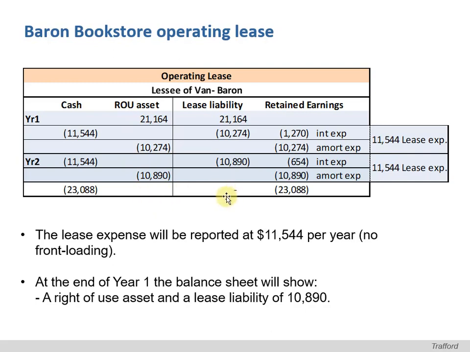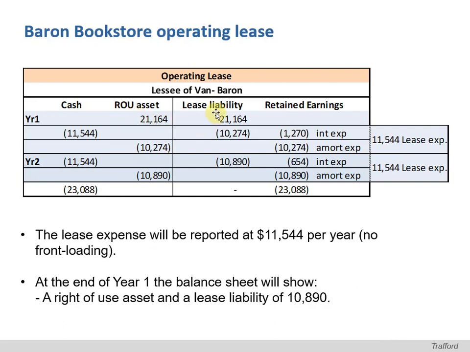Notice that what we've recorded as lease expense is as simple as possible. It's just the $11,544 per year. Okay, so when there's an operating lease, we don't try to front load that expense amount. However, the accounting has an important difference to just ignoring the fact that we had a commitment under this lease obligation. So with our new rules for operating leases, we did have to show on our balance sheet the right-of-use asset and the lease liability.